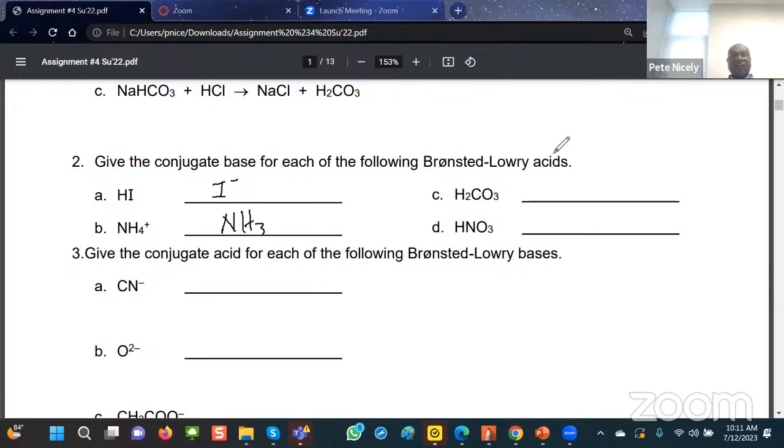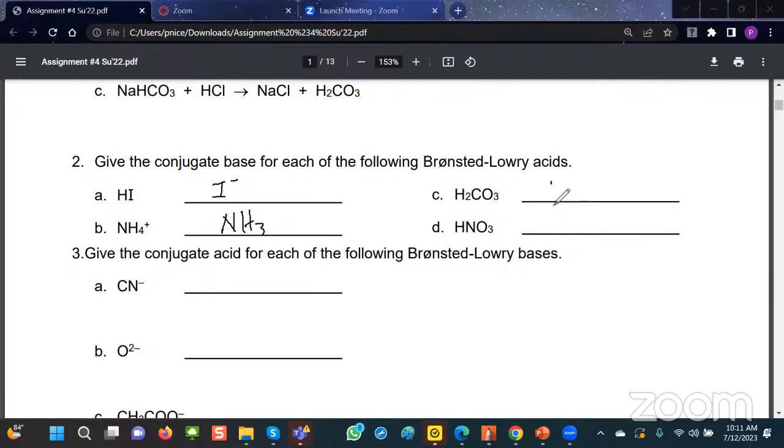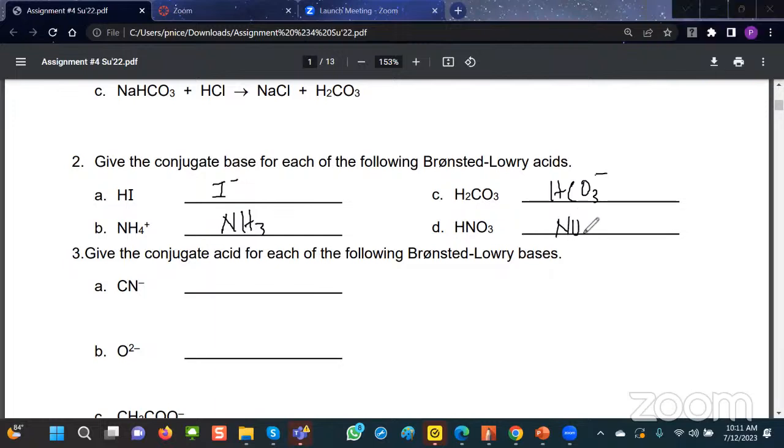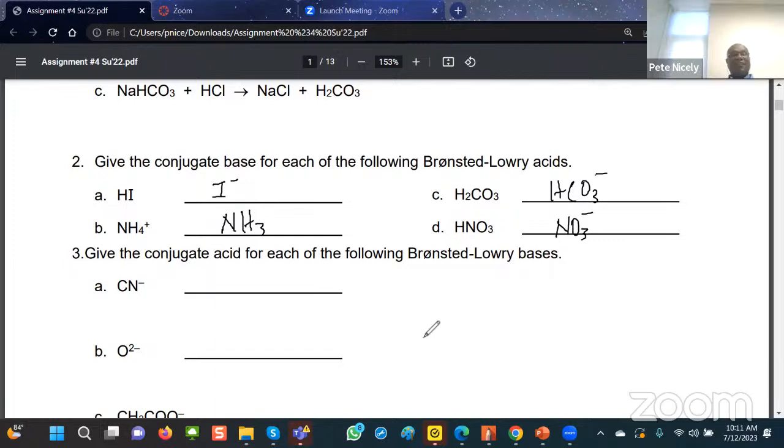And what about over here for C? What would be the conjugate base of that? HCO3 negative. Exactly, HCO3 minus. And what about the last one, D? NO3 negative. Exactly. Okay, very good.